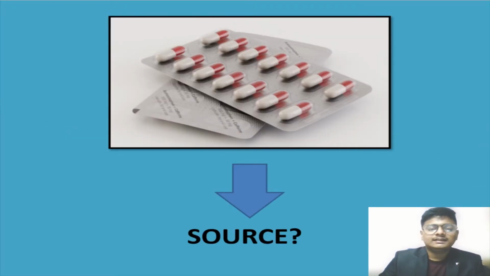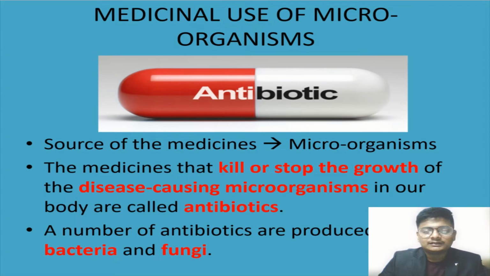See, this is medicine, and what is the source of this medicine? The source of this medicine can be plants or animals, or we can say microorganisms also. The main source of this medicine is microorganisms, because we are talking about antibiotics. Generally we take antibiotics as medicine. And what is an antibiotic? The medicine that kills or stops the growth of disease-causing microorganisms.